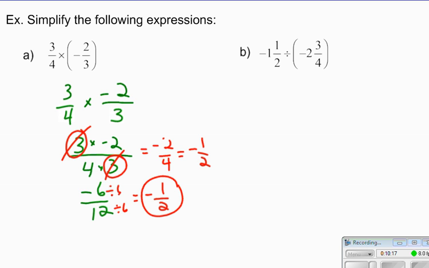All right, when we look at B, again, we have mixed numbers that we need to make into improper fractions. So the way that we do this is 2 times 1 plus 1 gives us 3 over 2, that is negative. Divided by negative 4 times 2 plus 3 gives us 11 over 4. I'm going to move that negative sign so it's easier to see.